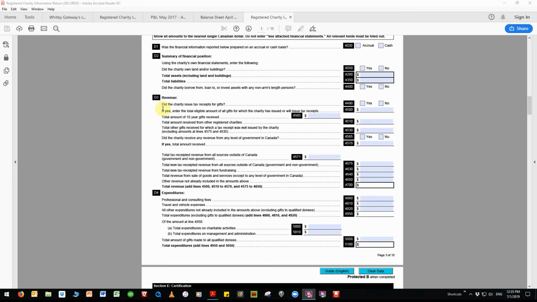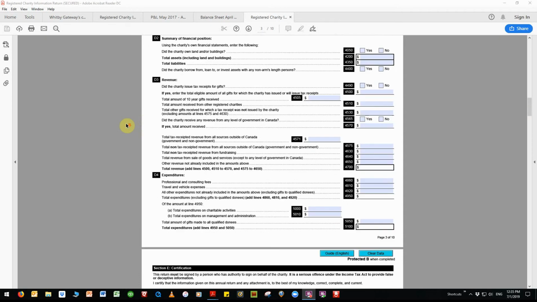Under D3, it says, did charity issue tax receipts for gifts? And our answer obviously is yes there. But I do want to caution you, because they're looking for total eligible amount of all gifts for which charitable receipts were issued. And in most cases, in all cases, this must be from May 1st to April 30th.